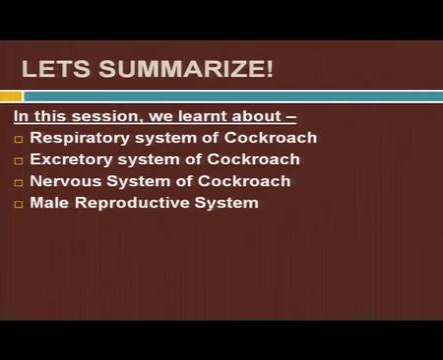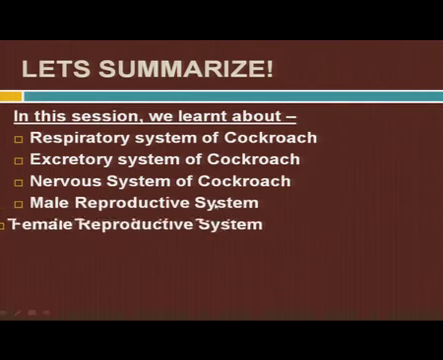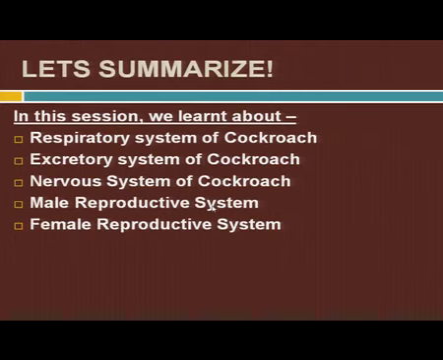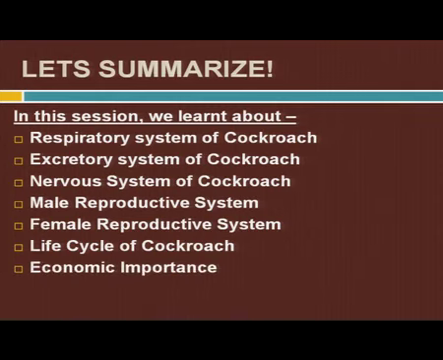Then we have learnt about the male reproductive system, and we have learnt about the female reproductive system, and we have learnt about the various parts which are present in males and which are present in females. And we have also tried to learn about the process of the formation of ootheca, and we have seen the life cycle of cockroach. We have also discussed upon the economic importance of cockroaches.